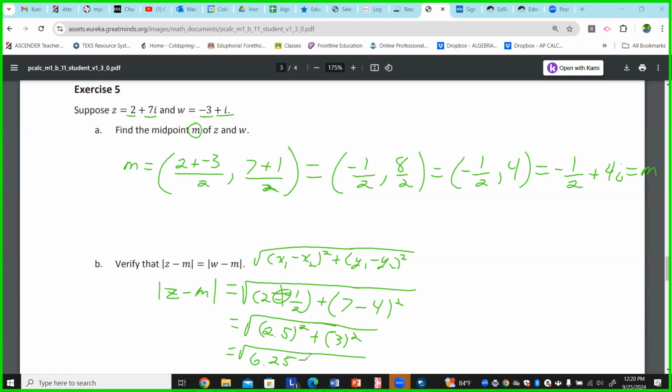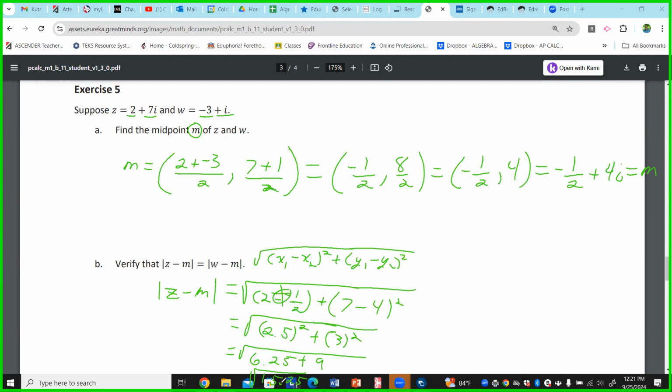6.25 plus what's 3 squared? 9. And I'm running out of room here. What is 6.25 plus 9? I'm just going to leave it at this point. If you went ahead and put that in the calculator to calculate a new decimal, that is fine. But that is the square root of 15.25. And just verify that they are the same.